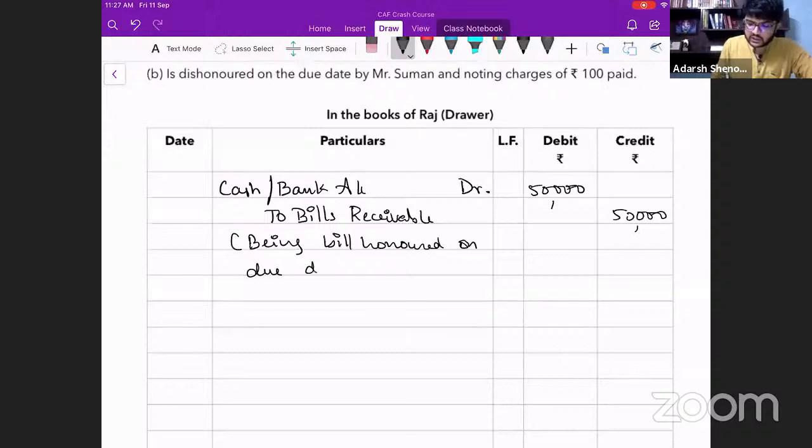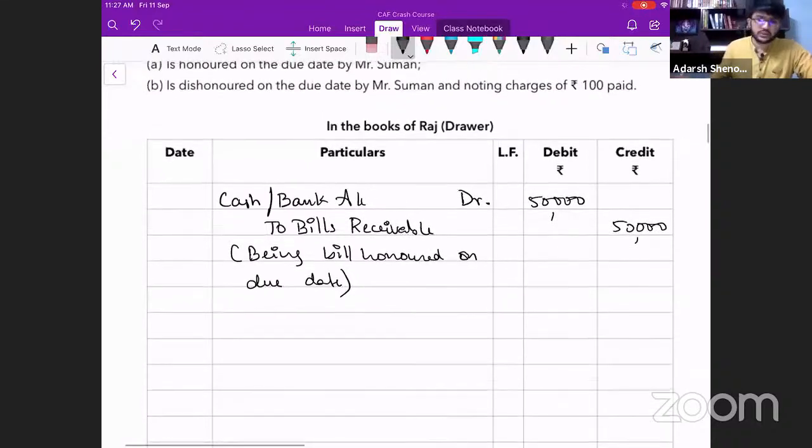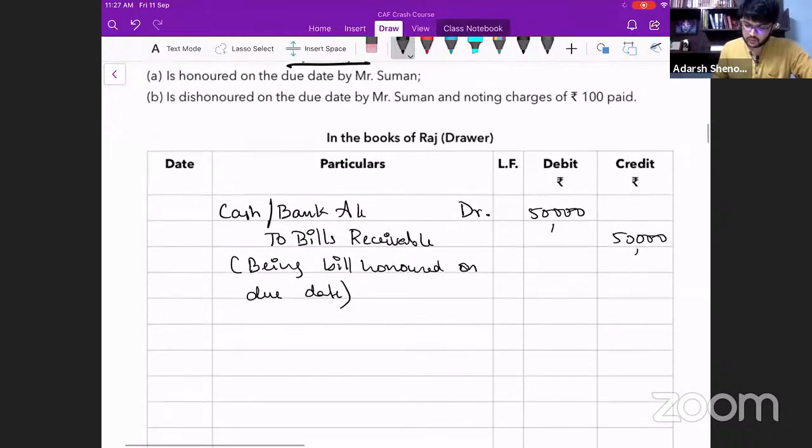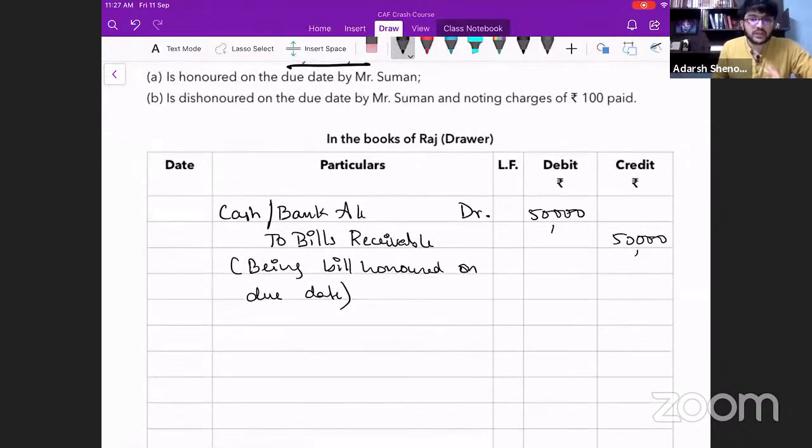Or maturity date. I told you we use this term due date very, very loosely. It is actually the maturity date, but they call it as a due date also. Understood this much? This is case A. Case 1A.